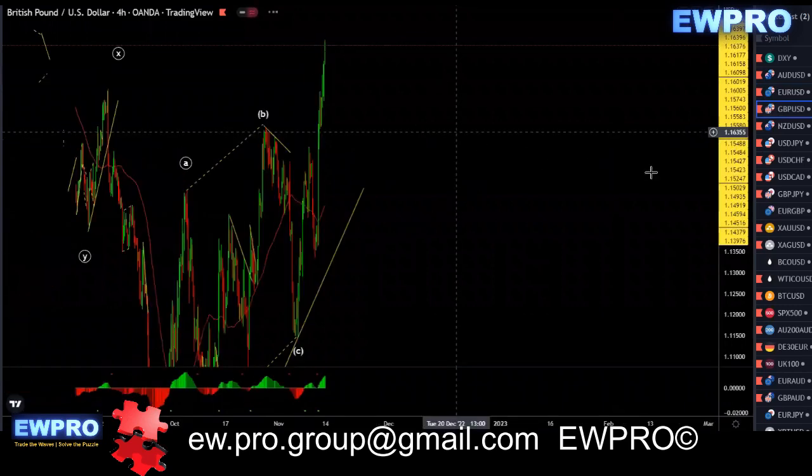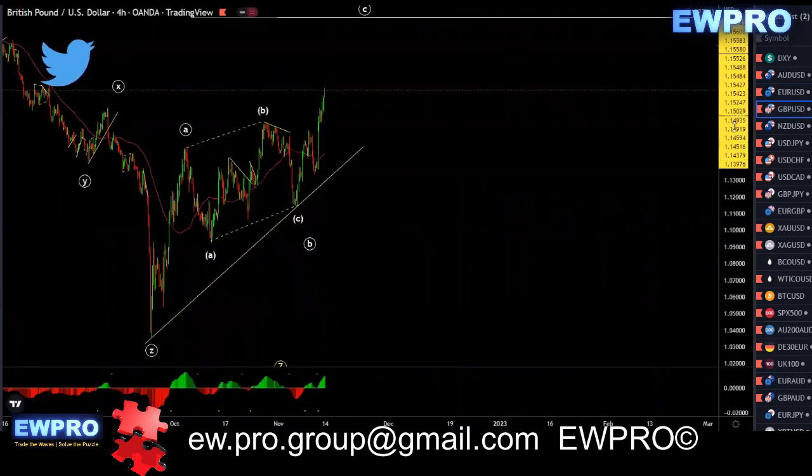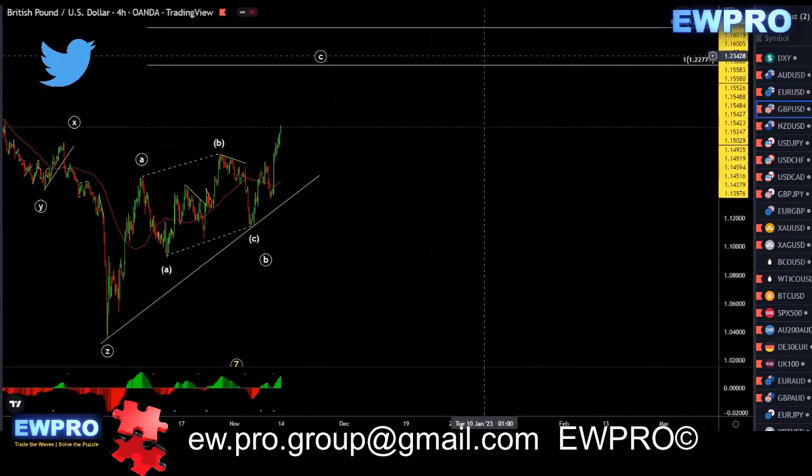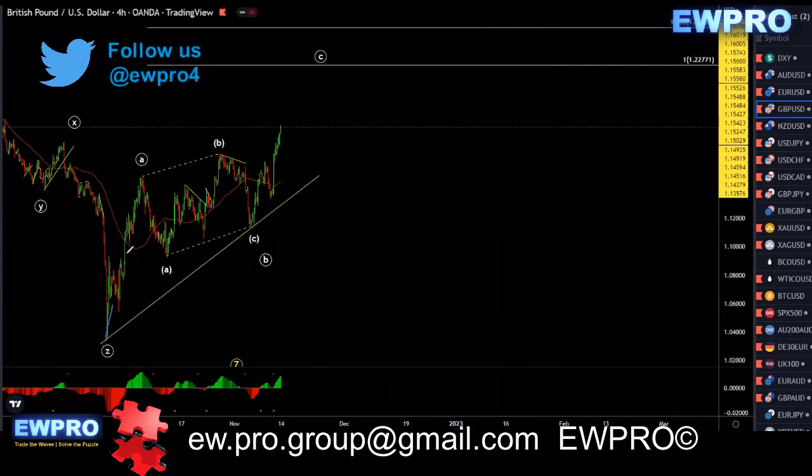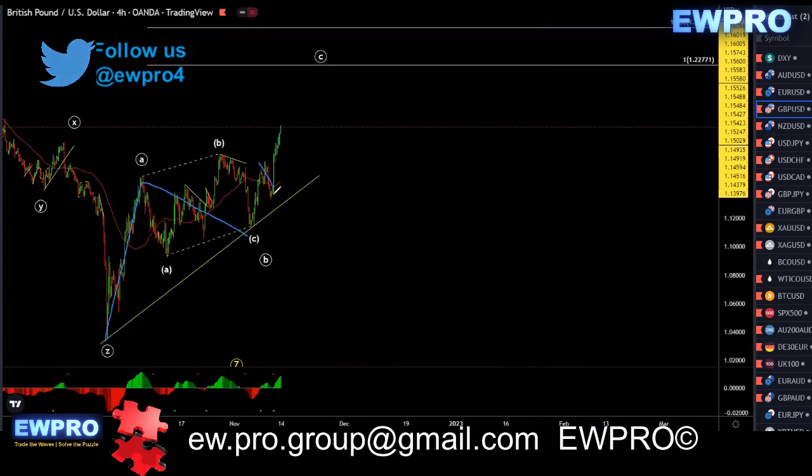GU on the H4. This one's a little bit different structure. Like I mentioned last week, we were getting an A, B, C buy setup last week, look for the buy, and you're targeting that 100 fib. It's pretty much playing out.